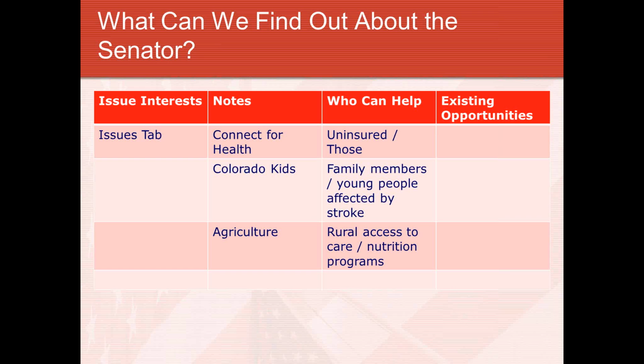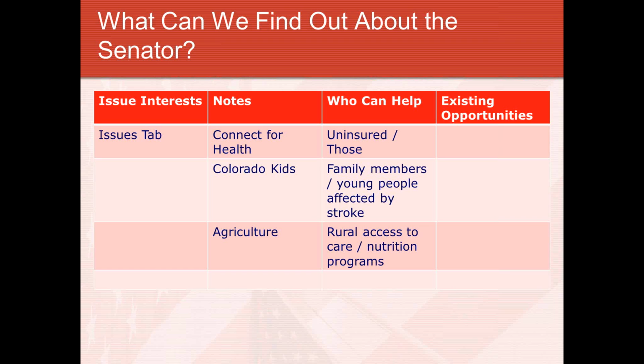Agriculture, I was thinking, that seems kind of odd. How would that be connected? And then I was thinking about rural access to care, nutrition programs. I know many support groups do try to help stroke survivors with their diet. And so that does connect back to some of the things that Mr. Bennet cares about in terms of agriculture.